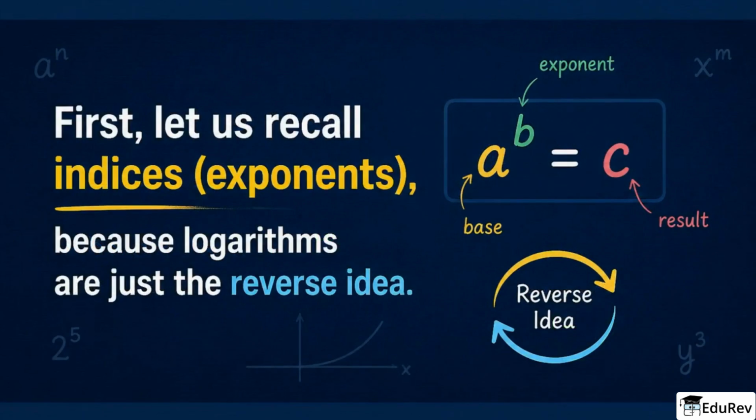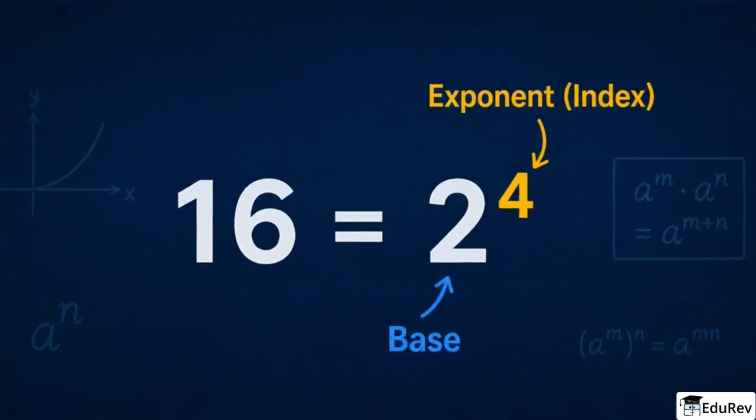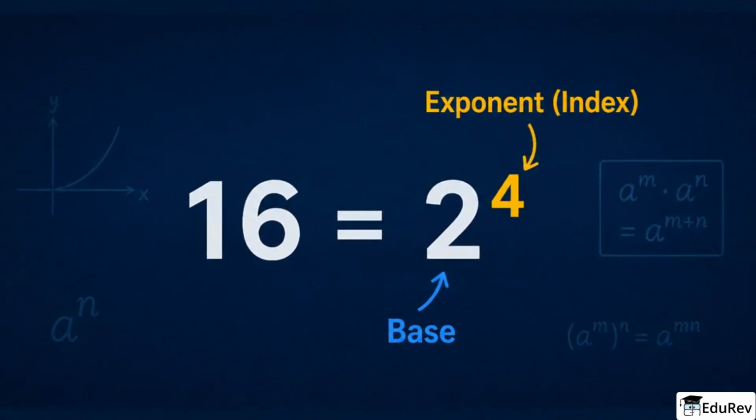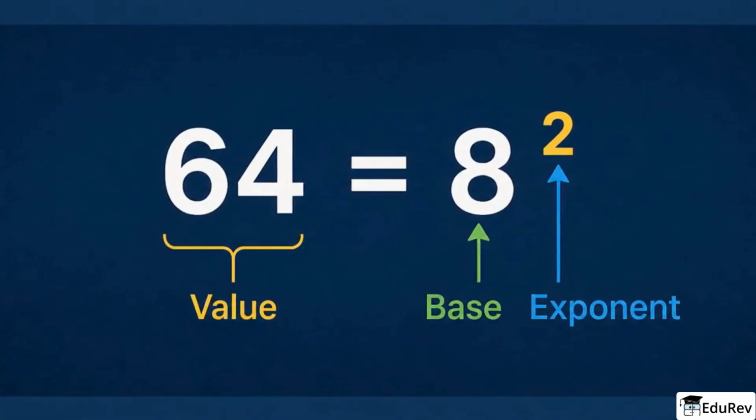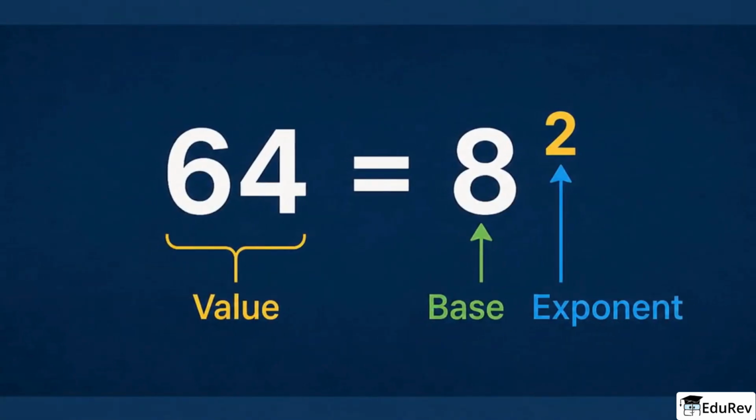First, let us recall indices or exponents because logarithms are just the reverse idea. For example, 16 equals 2 raised to the power 4. So 2 is the base and 4 is the exponent or index. Another example, 64 equals 8 squared. So 8 is the base and 2 is the exponent.